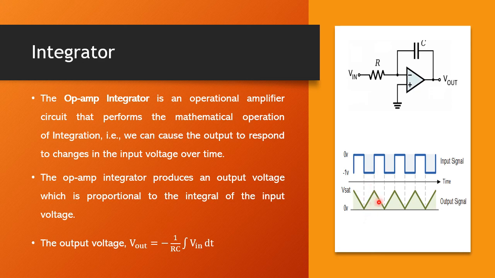So for that you get a triangular wave. While integrating an input signal, you will get a triangular output signal. The op-amp integrator produces an output voltage which is proportional to the integral of the input voltage. So the output voltage V out is equal to minus 1 by RC integral V in dt.